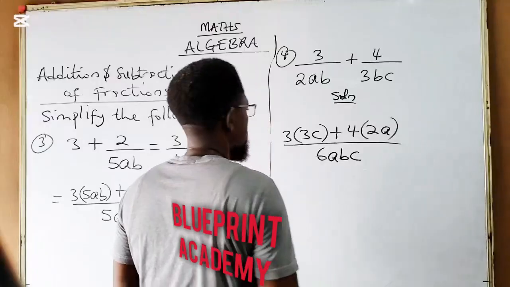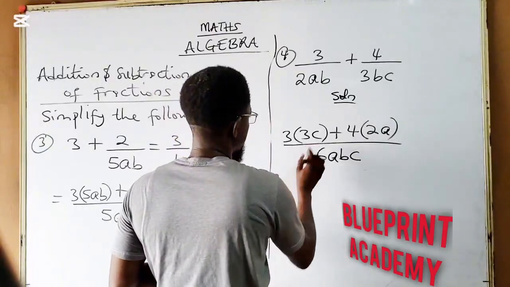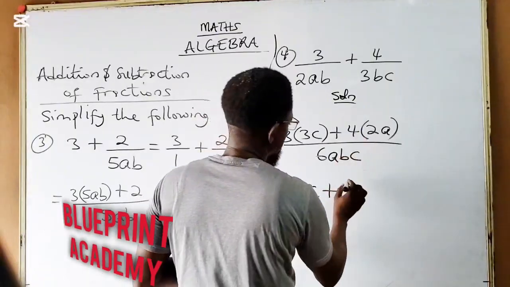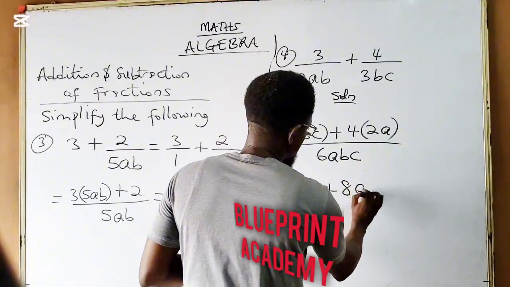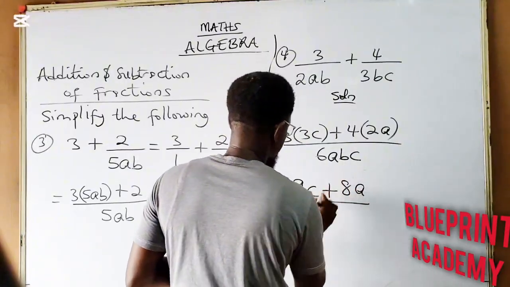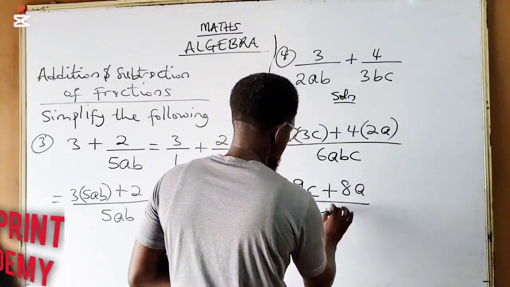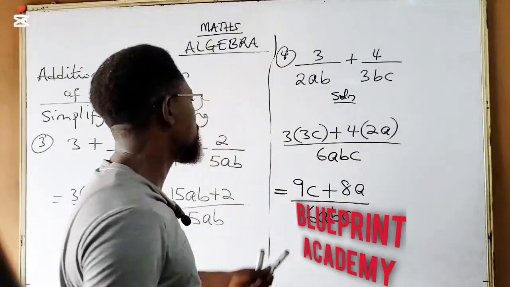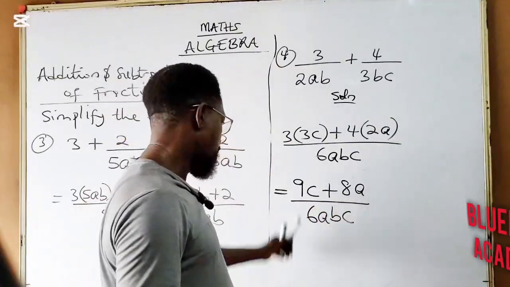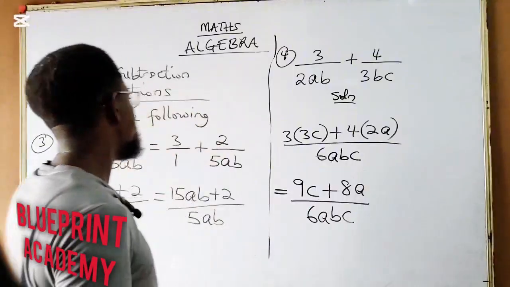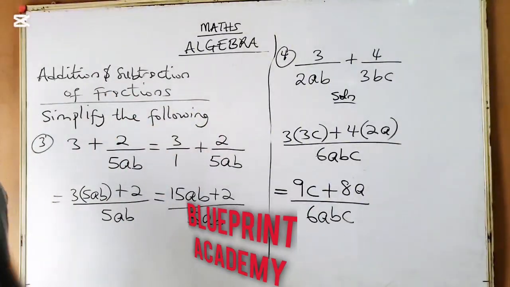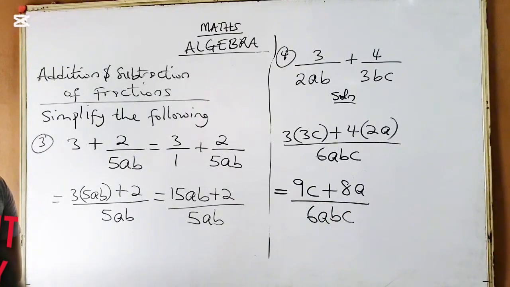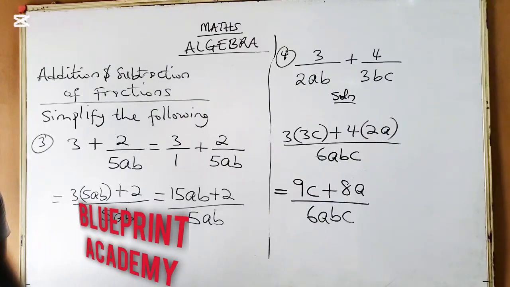So now we open up the brackets. We have 3 times 3, that is 9. We have 9C plus 4 times 2, that will give us 8. We have 8A all over 6ABC. So that is the final answer because we cannot add up this and this, and we cannot cancel at this particular point. So we leave the answer in that form. That is the answer to that particular question. All right, let's proceed now.